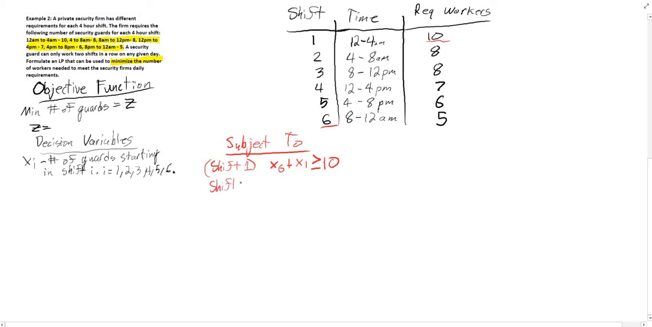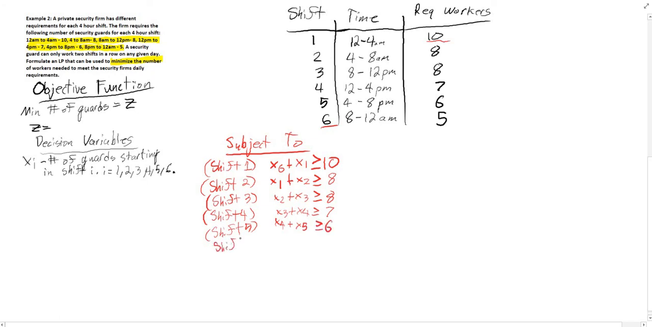Now let's write in our shift 2. Anyone starting in shift 1 and anyone starting in shift 2 will be working. And we're going to go through each individual shift. We're going to go through shift 5 now, being greater than or equal to 6. And now we're going to finish on shift 6, being x5 plus x6 greater than or equal to 5.